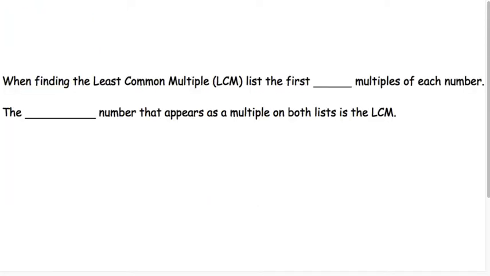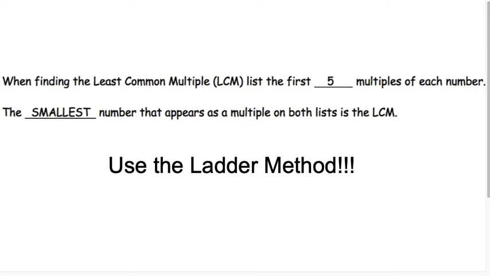Alright, so let's get into the new stuff now. Finding the least common multiple. So one method you can do, you list the first 5 multiples of each number, and then the smallest number that appears in both lists is the least common multiple. But there is a much faster and easier and better method, and we call it the ladder method. This is what I'm going to show you guys today, and basically encourage you to do this because it's so much easier than the other way of listing 5 multiples.